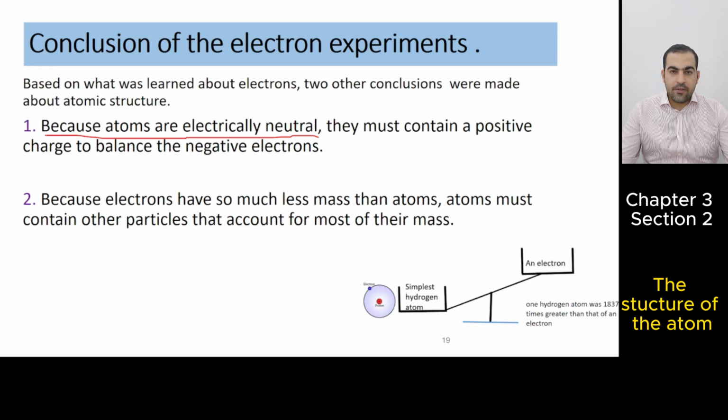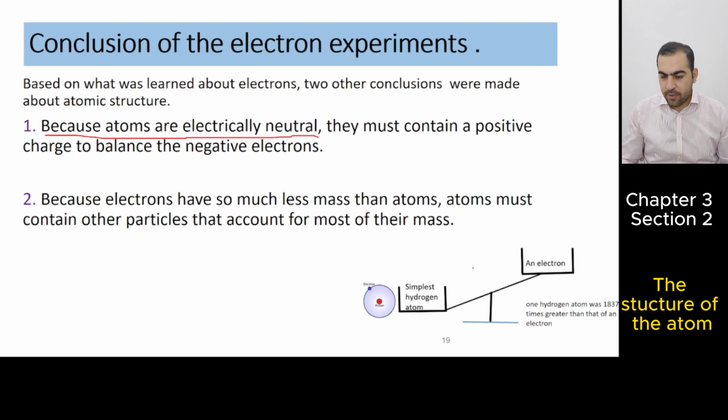So there must be another what? Positive charge inside of the atom to balance the negative electrons. Okay, so negative and positive, they must be the same. Then we say that the atom is neutral. Another conclusion was, because electrons have so much less mass than atoms, atoms must contain other particles that account for most of their mass.